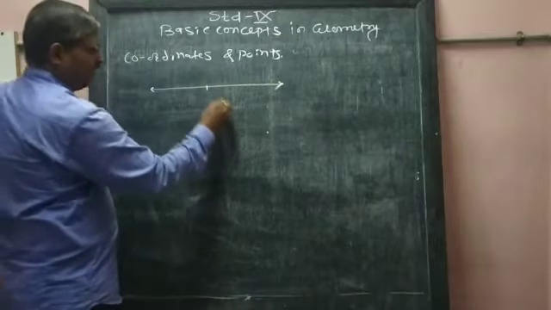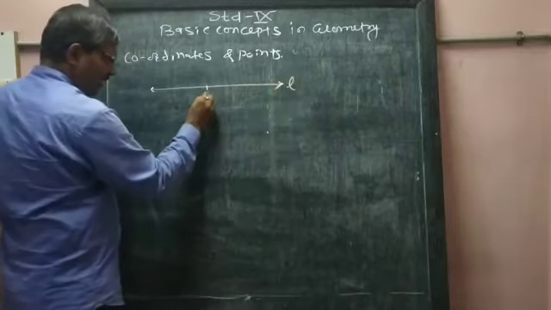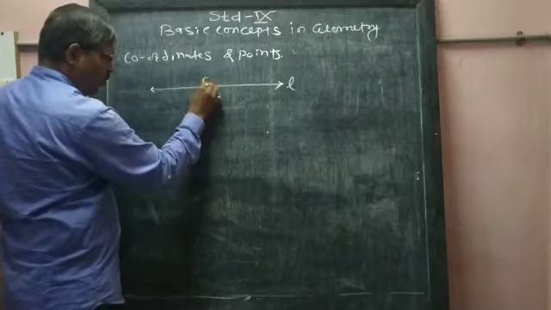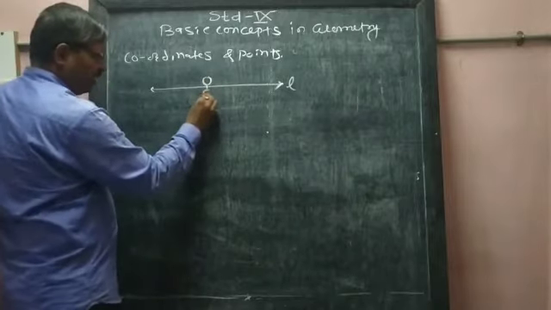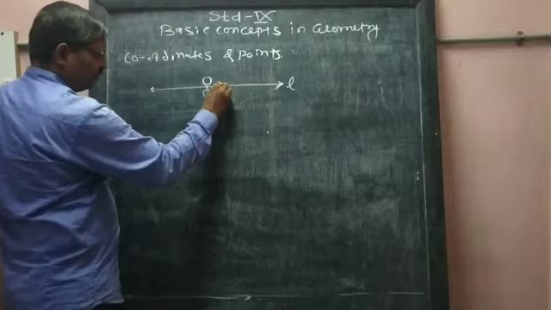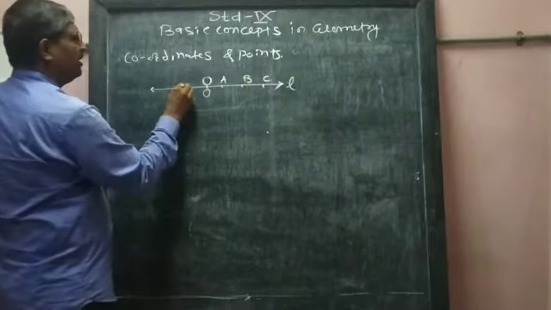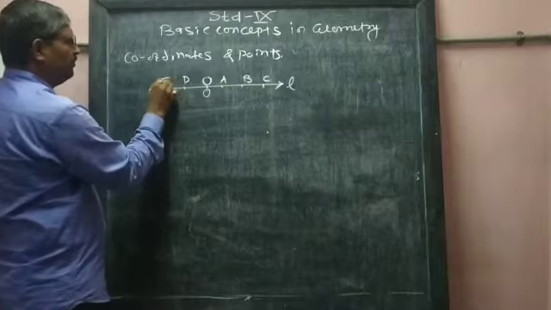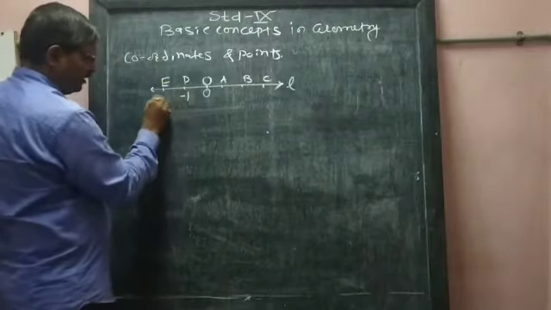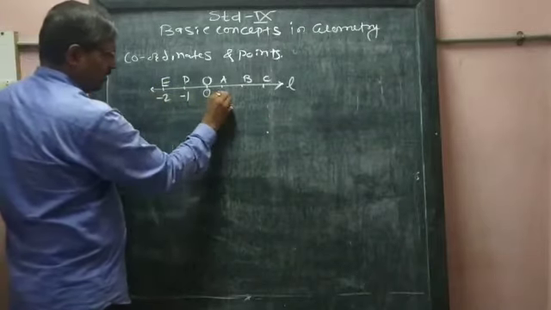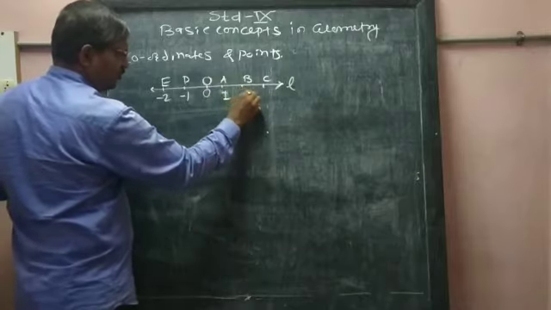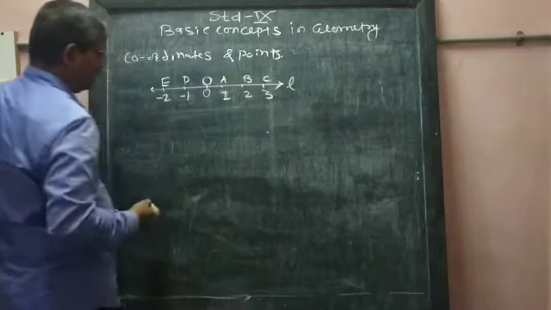Here I have drawn one line L. L contains, here it is O. O is a point. It indicates 0. Here it is A, here it is B, here it is C, here it is D, here it is E. Then here -1, -2, and here 1, 2 and 3.